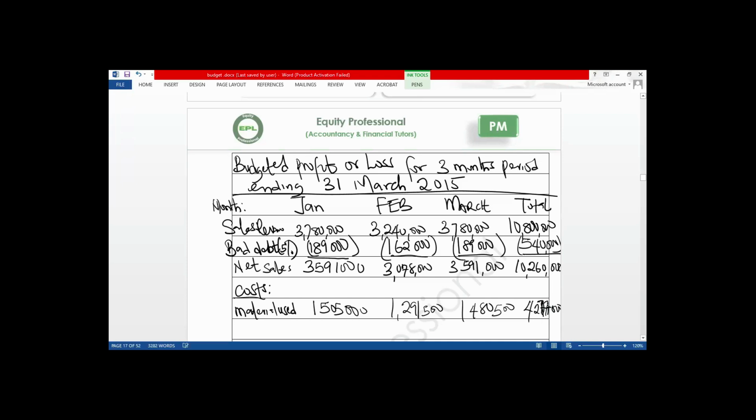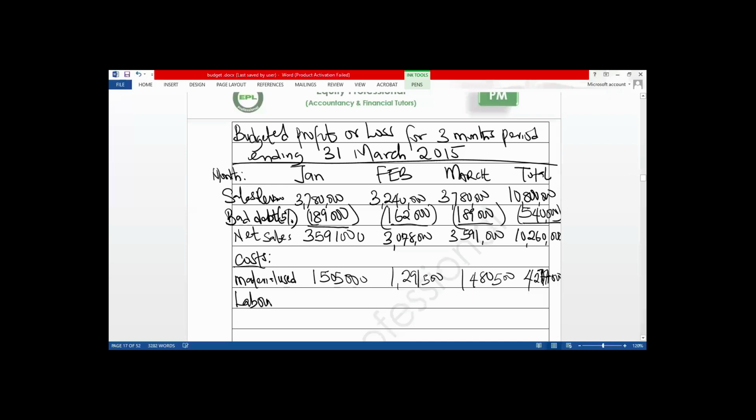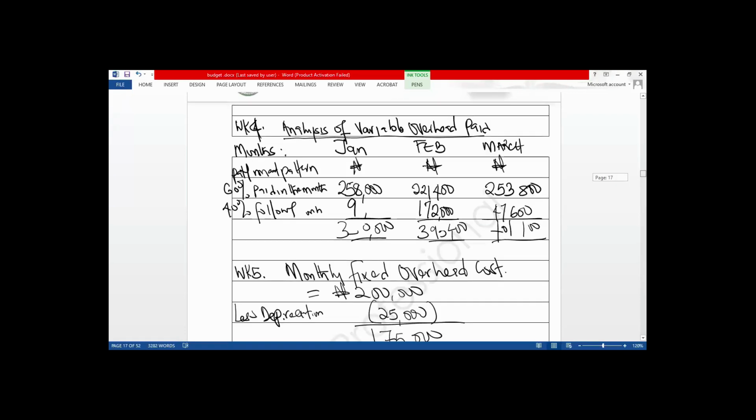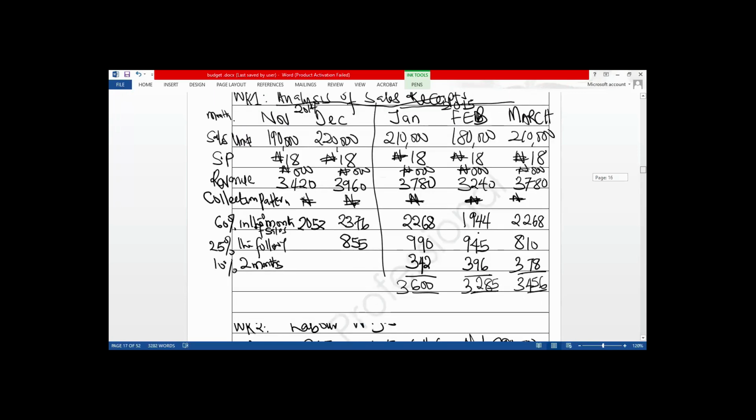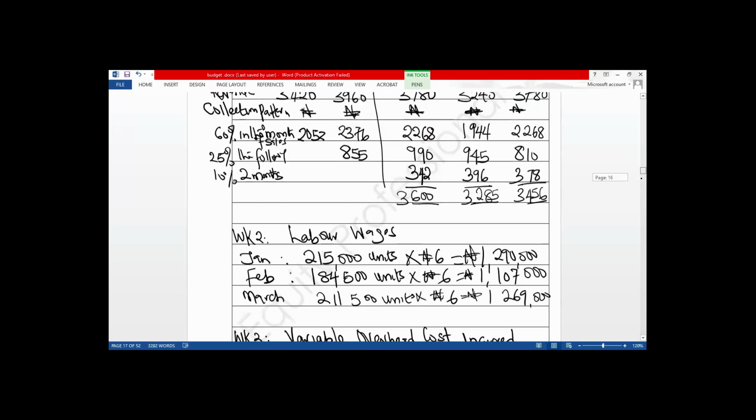Next, labor cost for production. This will not change. The labor cost we have computed before. 1,290,000. 1,107,000. 1,269,000. That is the labor cost for production.